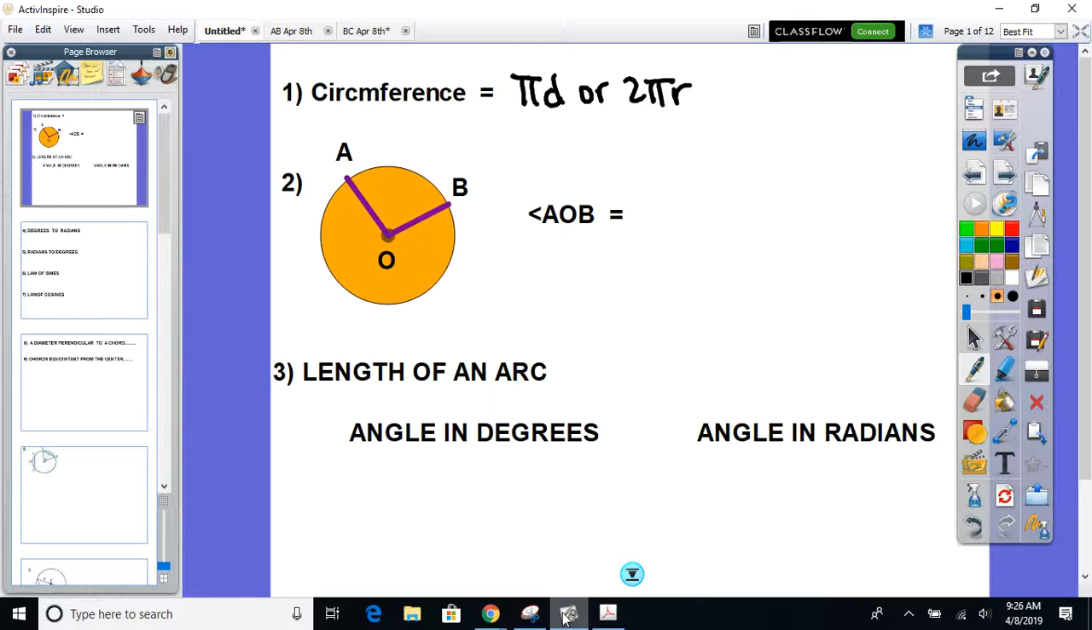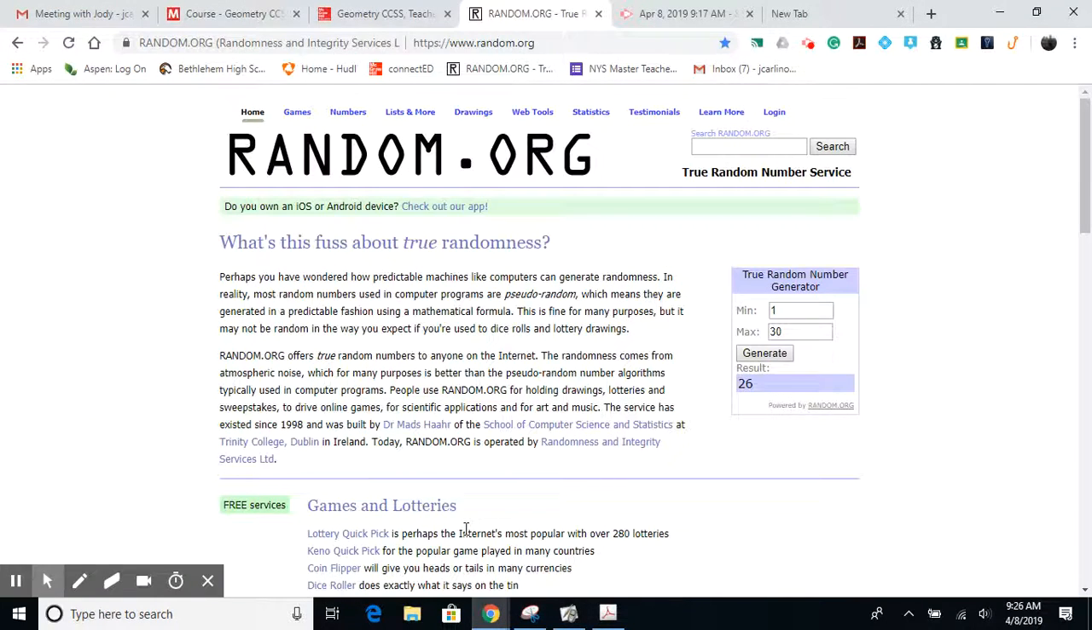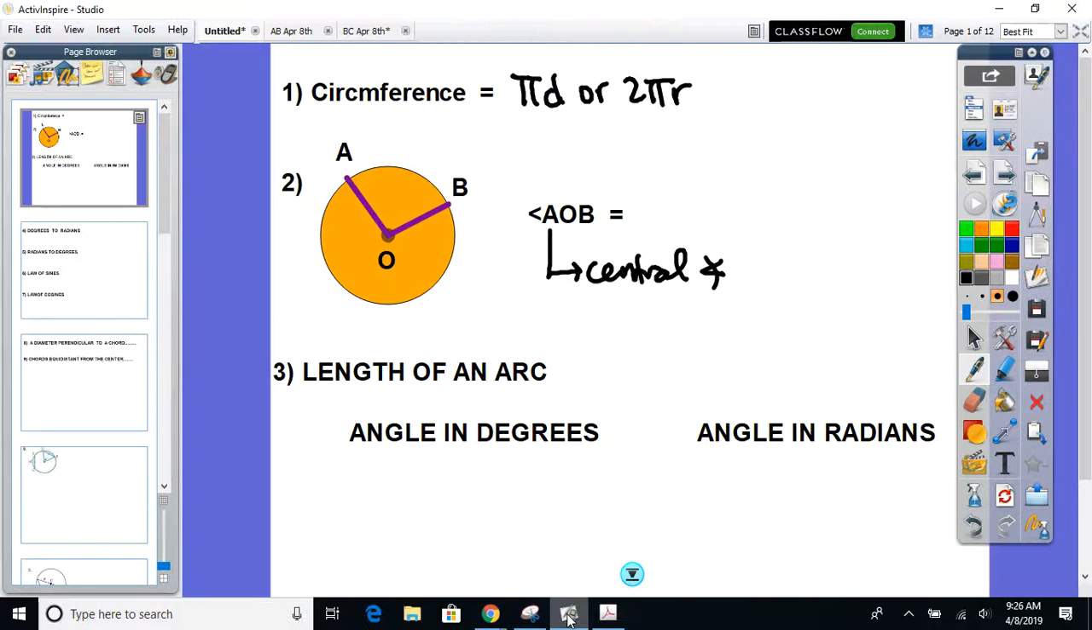I need either the name of the angle in the circle or how to find it. Central angle. How do I know? Where's the vertex? Center of the circle. How do you find it? How do I find it? Angle AOB is the same as what? 12.